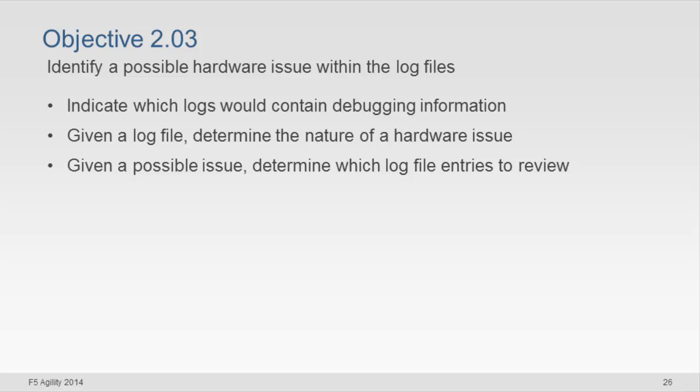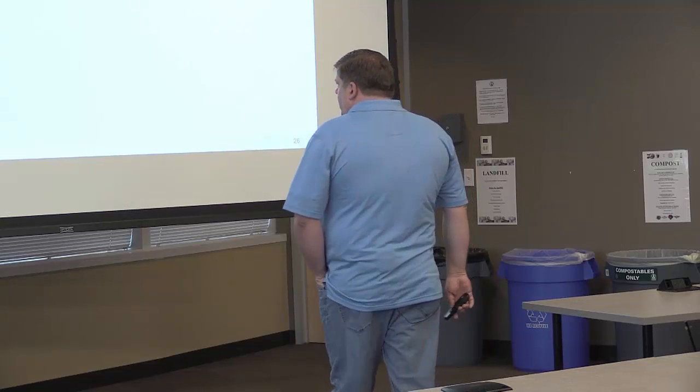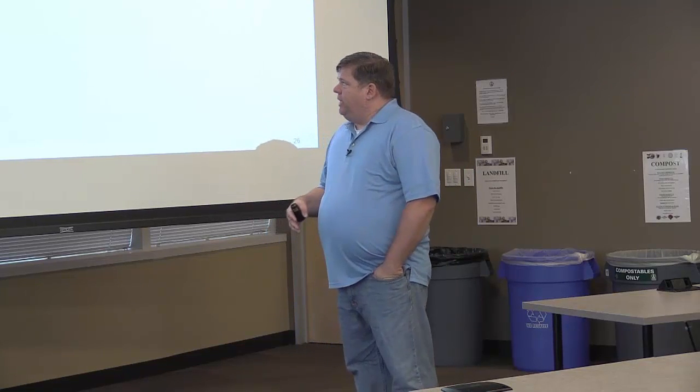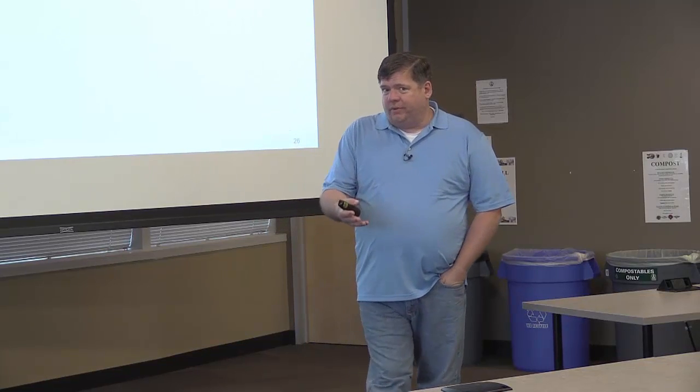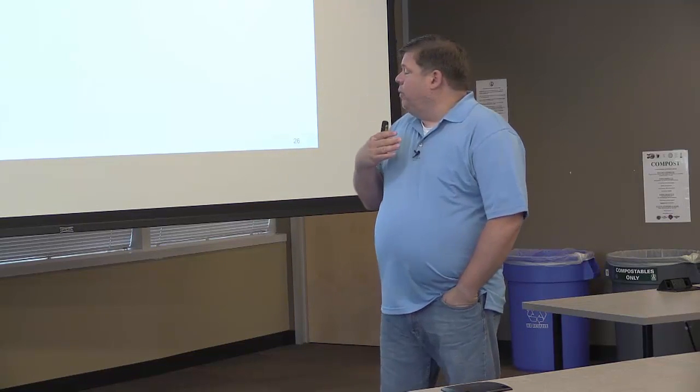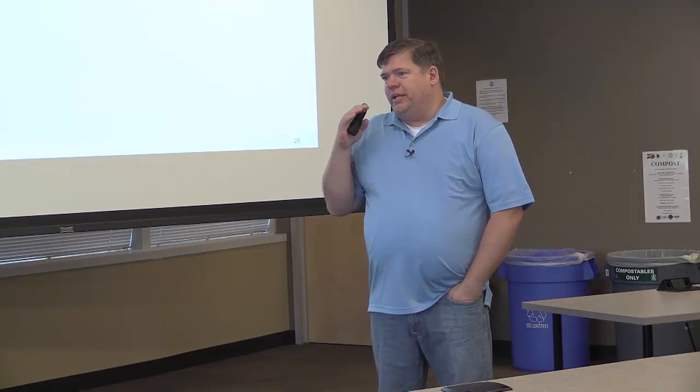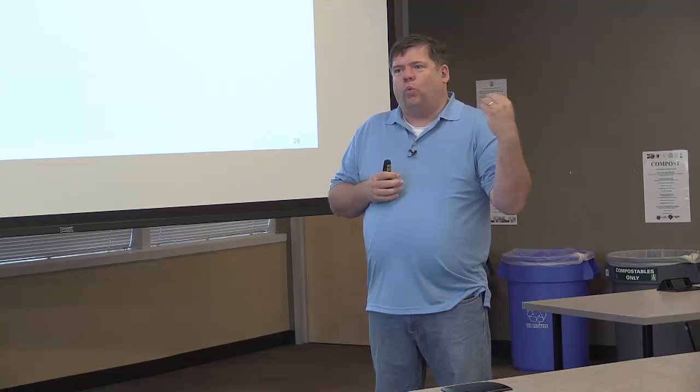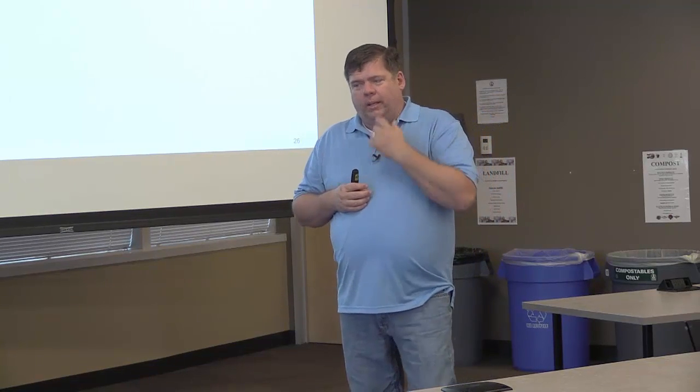All right, given a possible issue, determine which log file entries to review. This is our next bullet point for the 203 hardware troubleshooting section. Kind of a vague point again. Given a possible issue, you have no idea what that issue might be, but determine what log file entries to review. So you need to be familiar with what type of events go in each log.